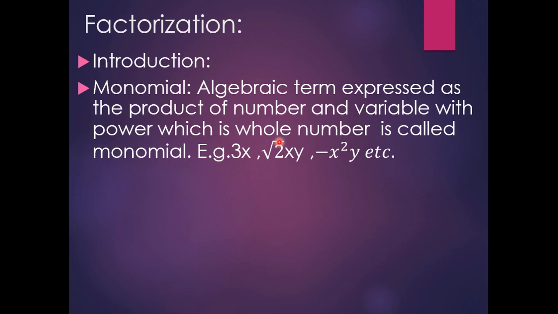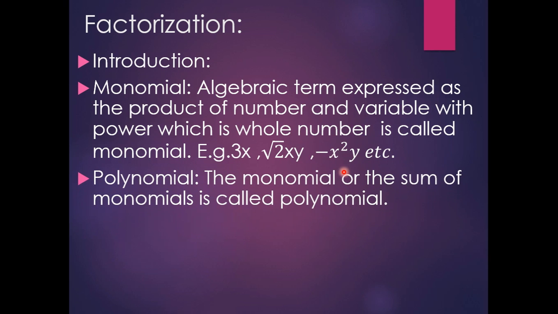Okay, so here the power of the variable is a whole number. So an algebraic term expressed as the product of a number and a variable with a power which is a whole number is called the monomial. These are examples of the monomial: 3x, root 2xy, minus x square y, etc. Polynomial: the monomial or the sum of the monomials is called a polynomial.